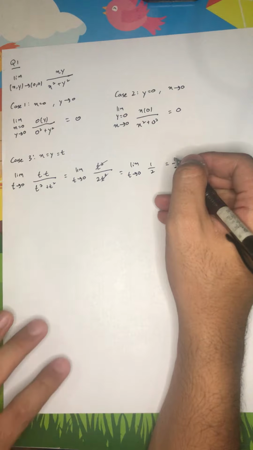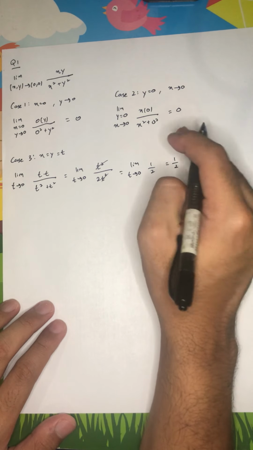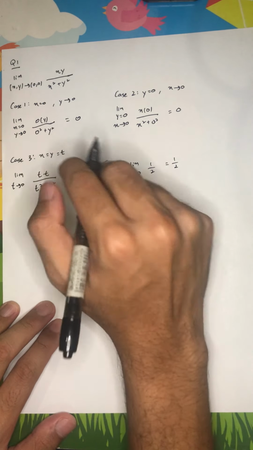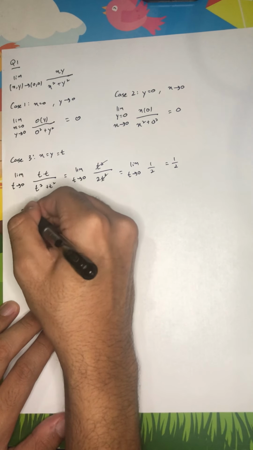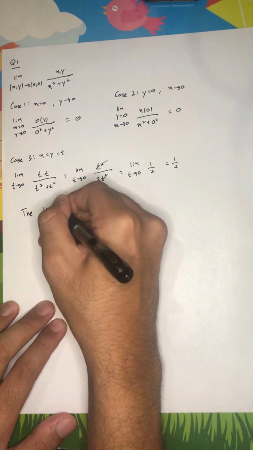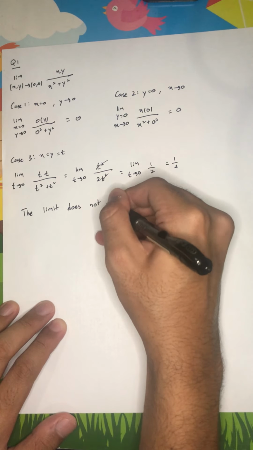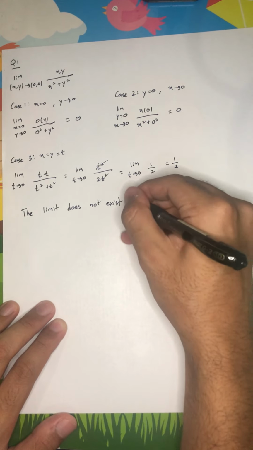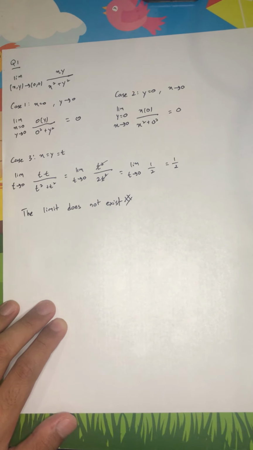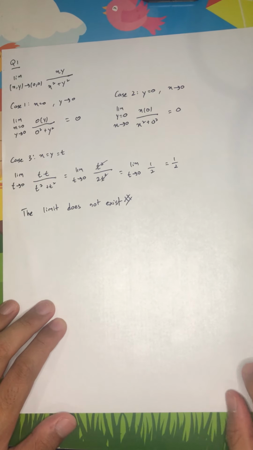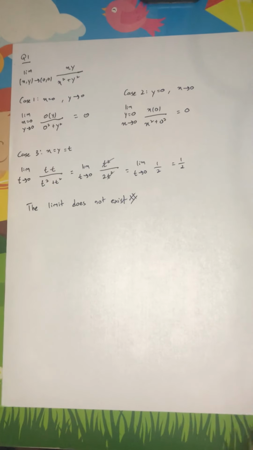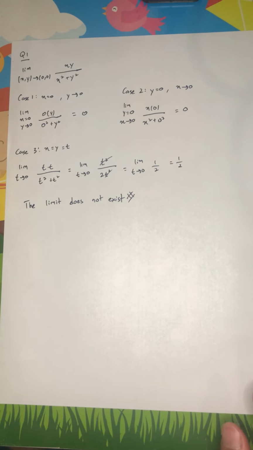So case 3 is not equal to case 2 and case 1, so the limit does not exist. Alright, that's it for question 1. Let's proceed with question 2.